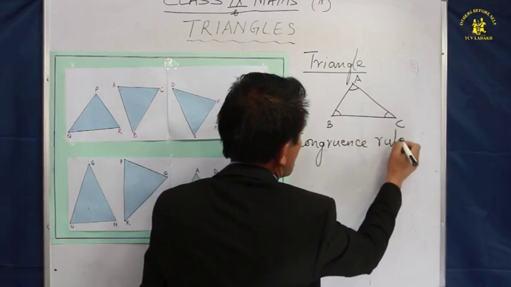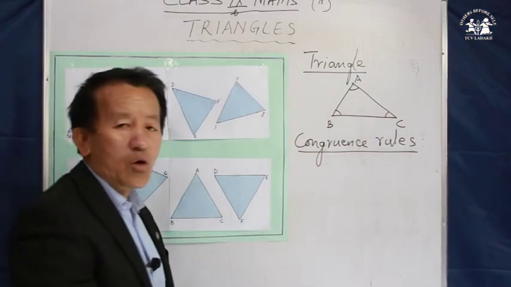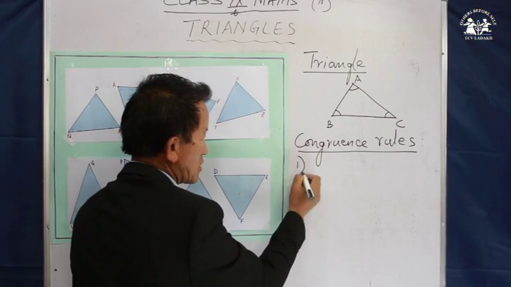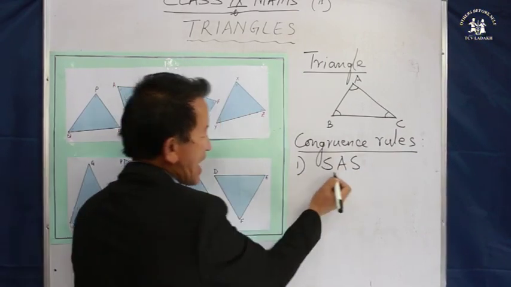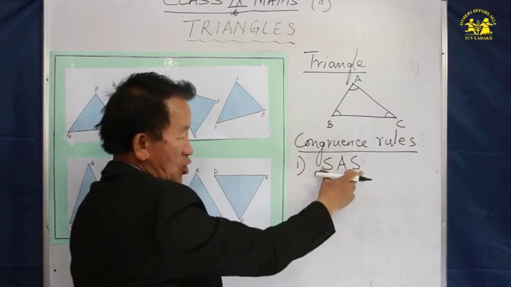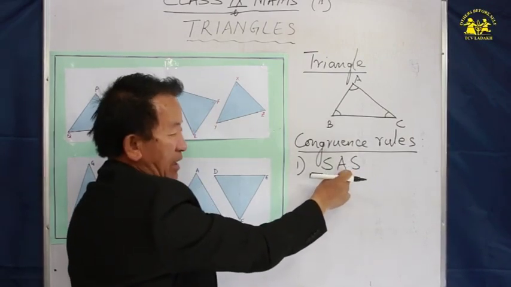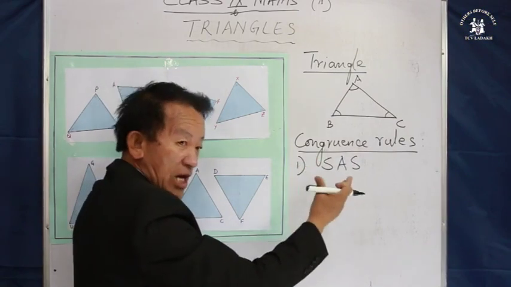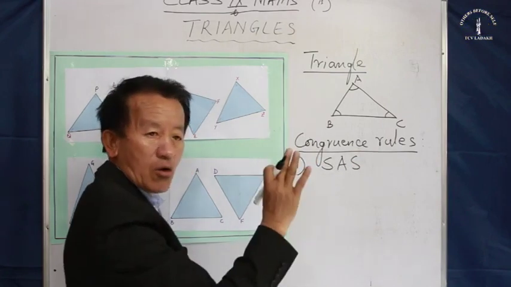Congruence rules. If two triangles are congruent, then one of the conditions is side angle side. Two sides and the included angle of one triangle are equal to two sides and the included angle of the other triangle, then the two triangles are congruent.